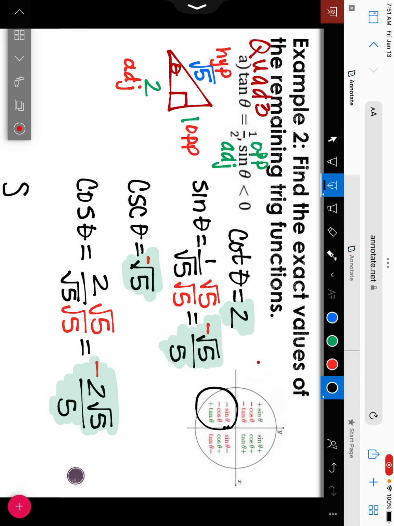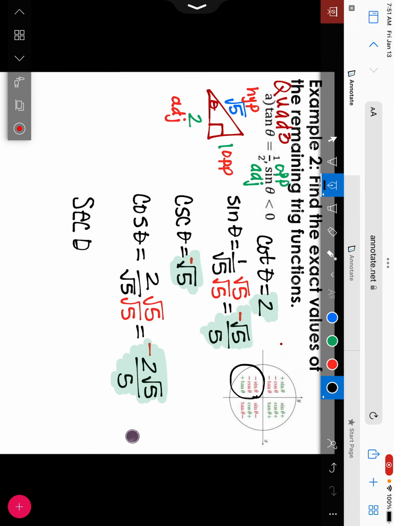And then our last one is the secant. Secant of theta is hypotenuse over adjacent. So that would be root 5 over 2. And again, we have to make that negative because we're in quadrant 3.